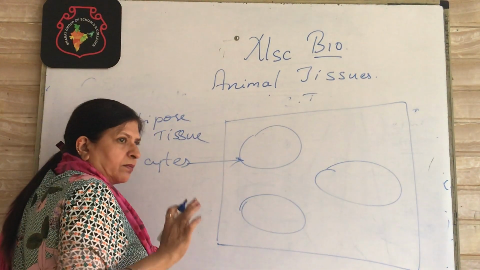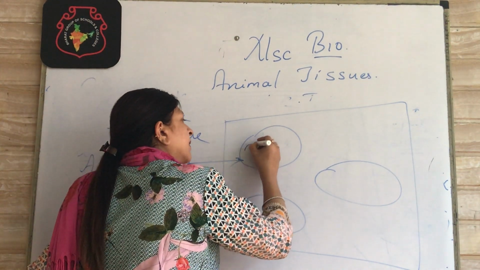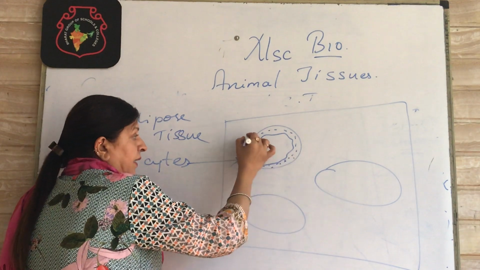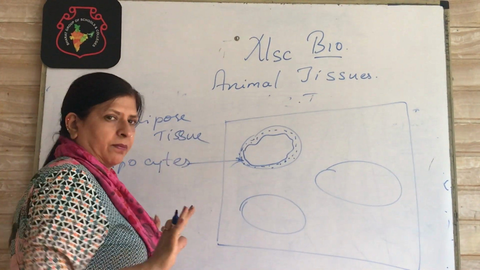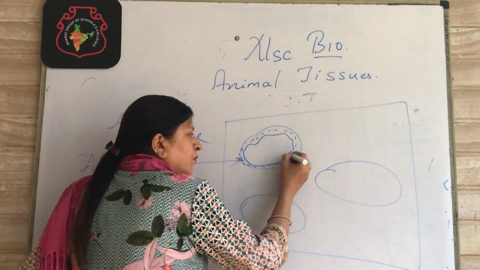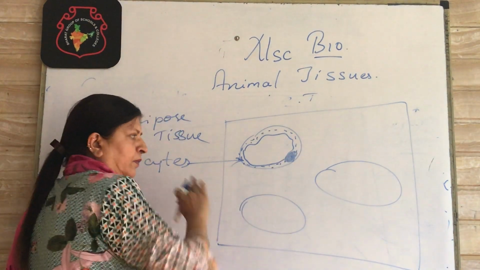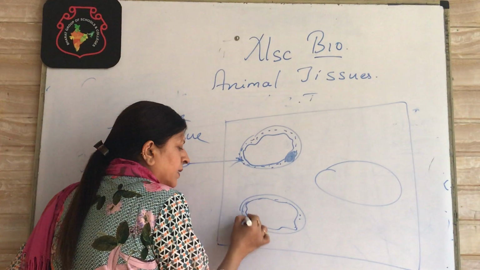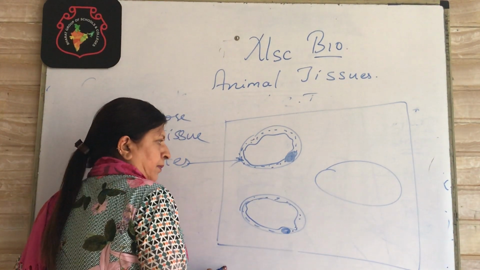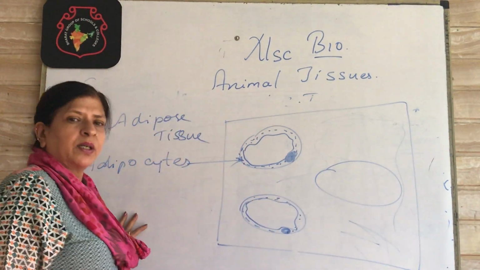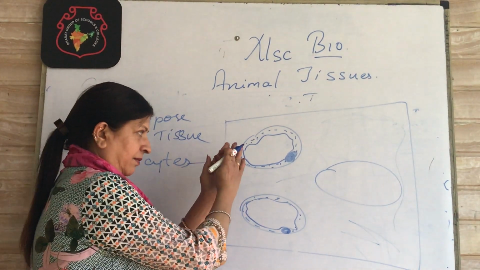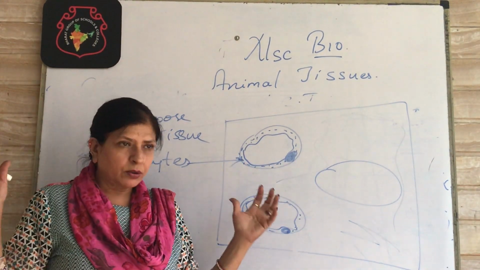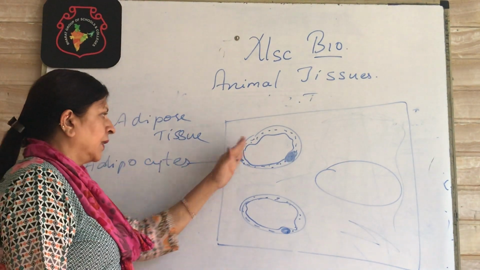Now if I take one cell, one adipocyte, here you notice that the cytoplasm is pushed to the periphery, to the boundary, because of which even the nucleus gets pushed to the boundary. Same here I can show you: cytoplasm shifted to the periphery with the nucleus, and this is the matrix. One more thing: the cells are loosely packed, with more intercellular spaces. They are not closely packed. These are the adipocytes.